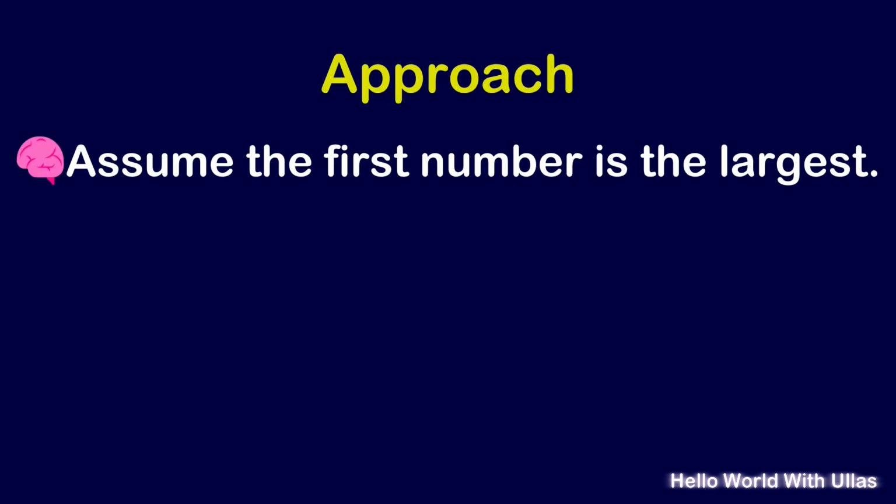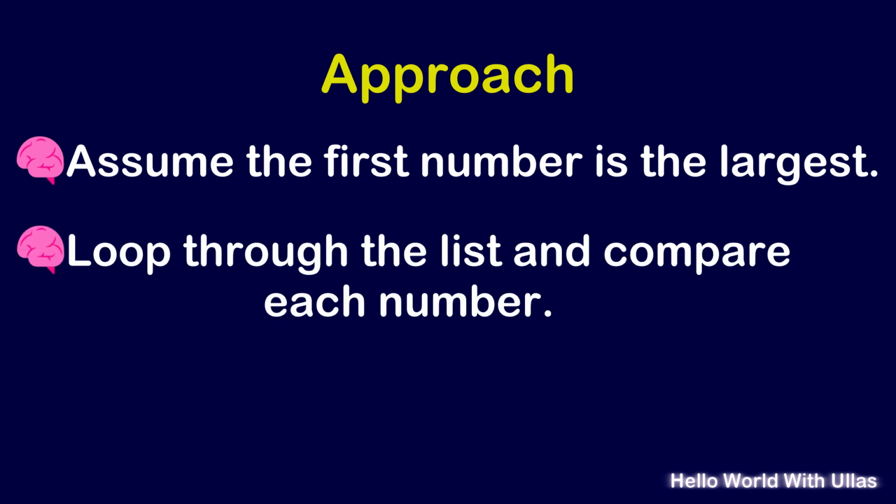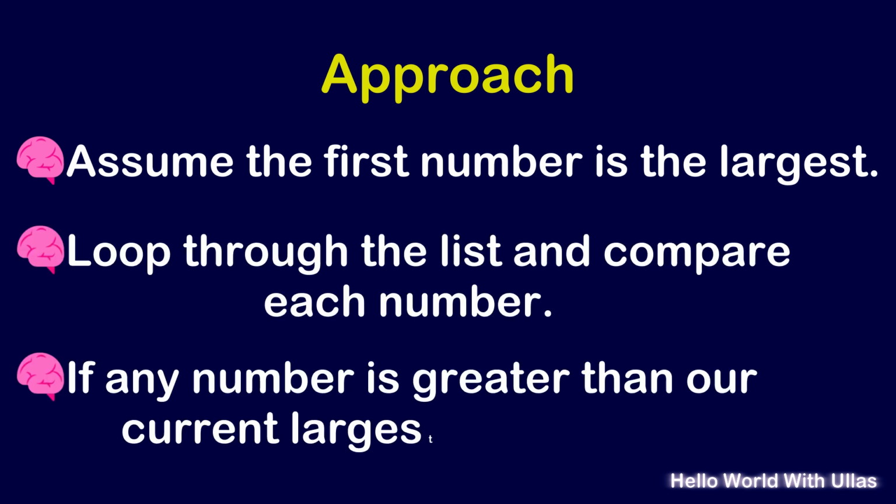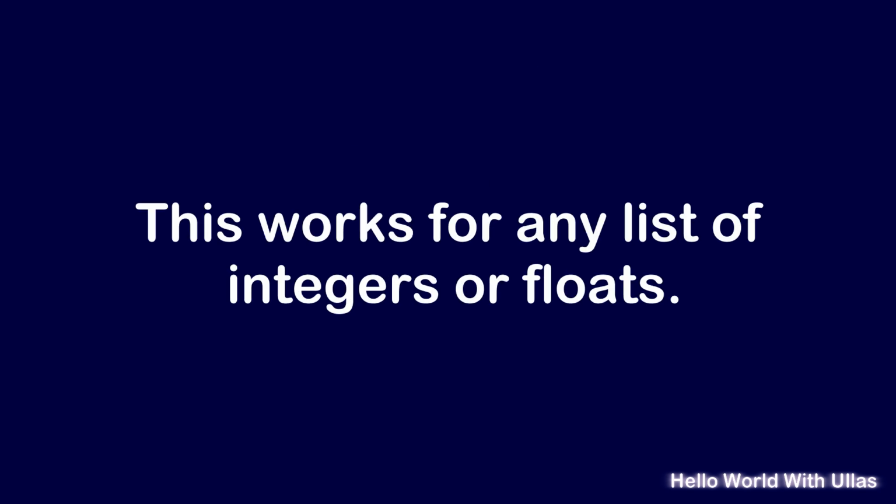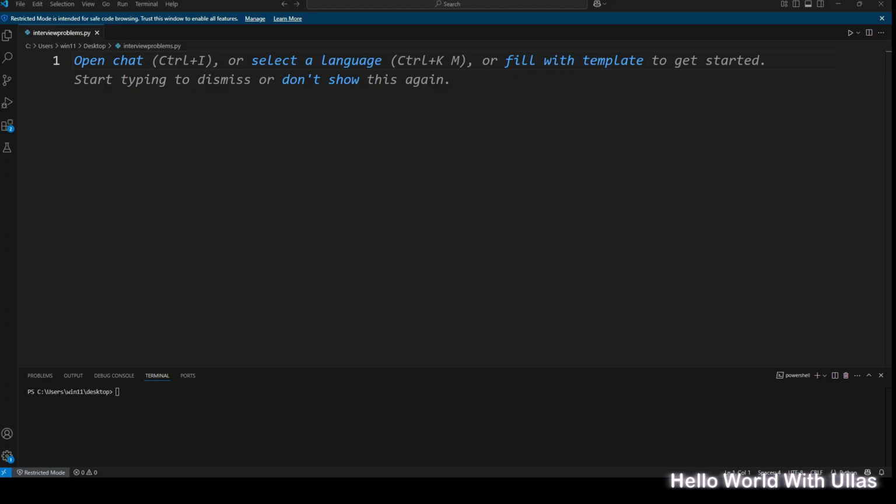We will solve this using a simple loop. Assume the first number is the largest. Loop through the list and compare each number. If any number is greater than our current largest, update it. This works for any list of integers or floats. Now let's write the Python code for this.